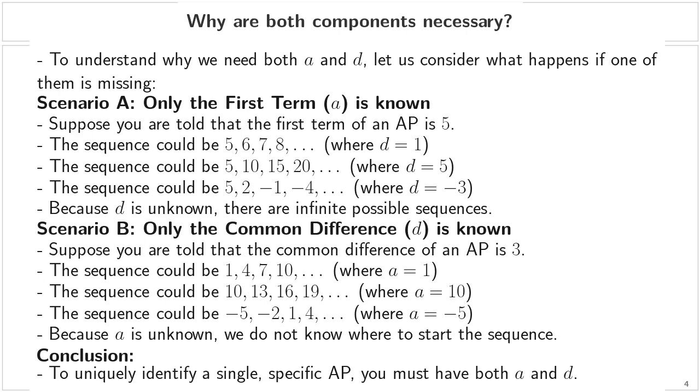So, what is our conclusion here? To uniquely identify one single, specific arithmetic progression, so that there is no confusion and no other possibilities, you absolutely must have both the first term and the common difference. You need both the starting point and the rule for movement.